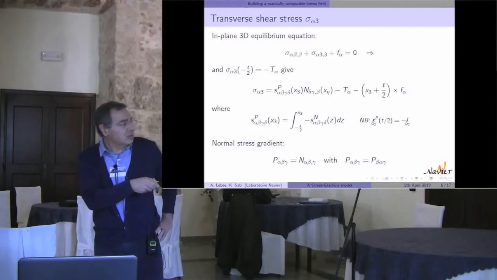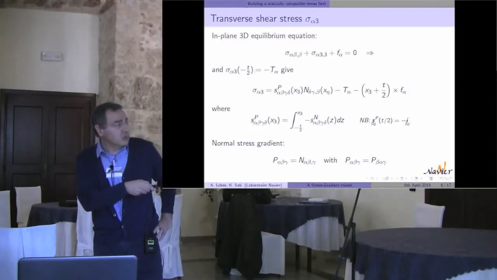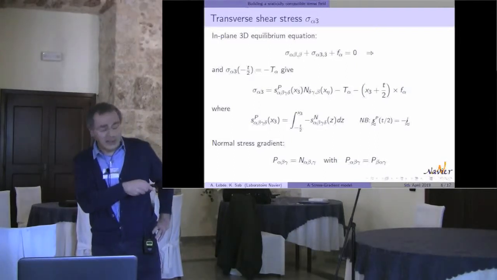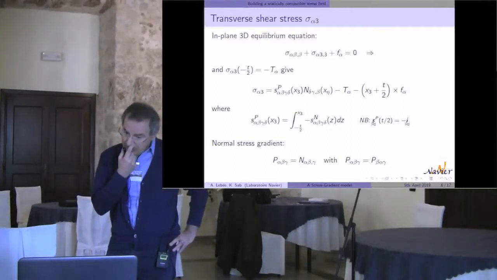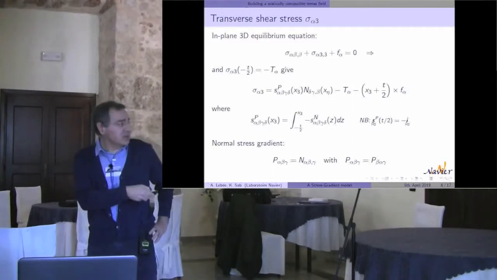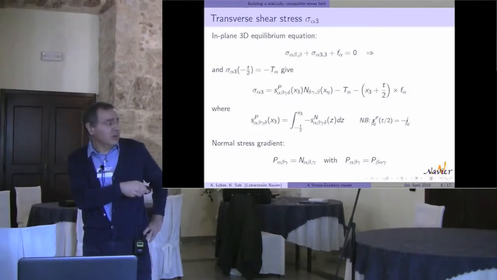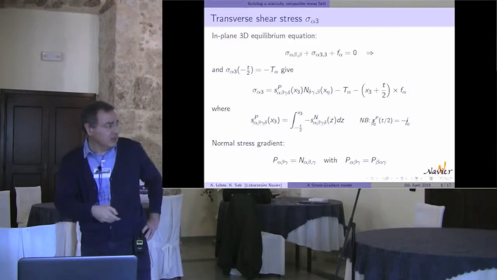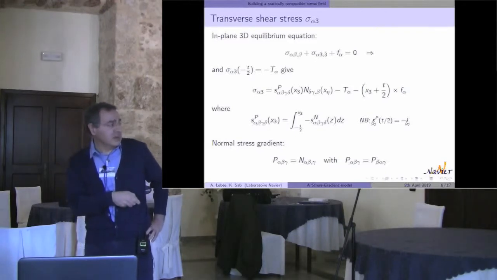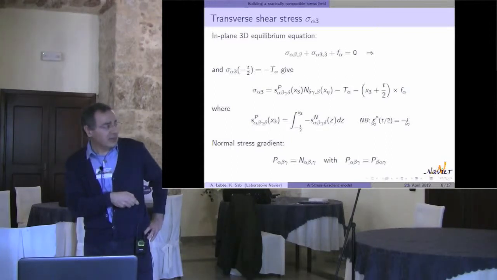So here we introduce the gradient of N, and we have some nice properties for this P, which is obtained by integrating the above introduced S. And here we have this symmetry, which is derived from the fact that N alpha beta is equal to N beta alpha, so P alpha beta gamma is equal to P beta alpha gamma.